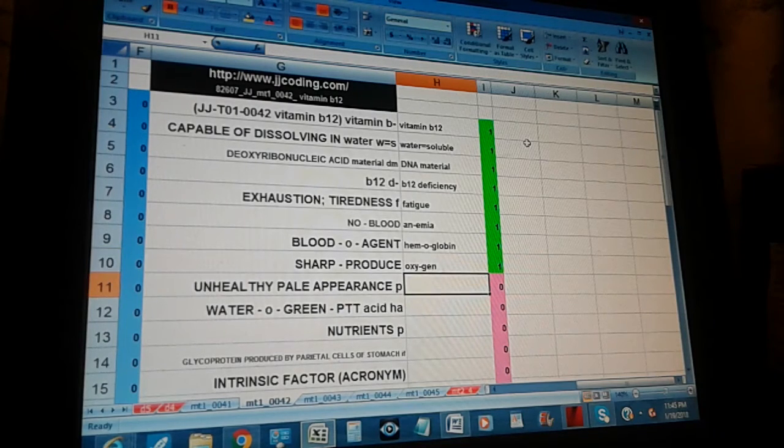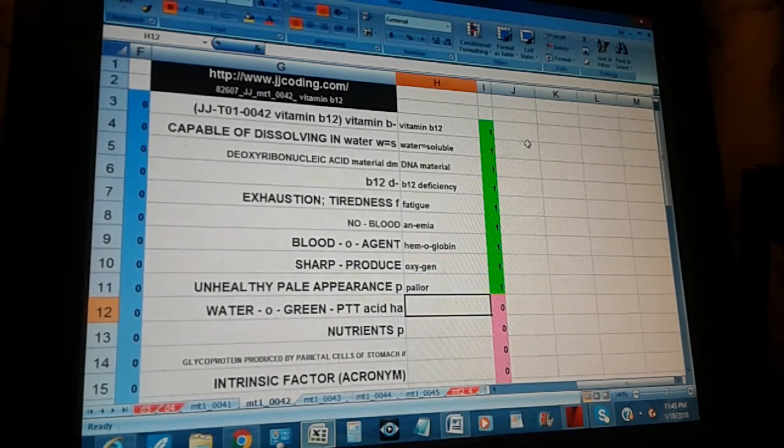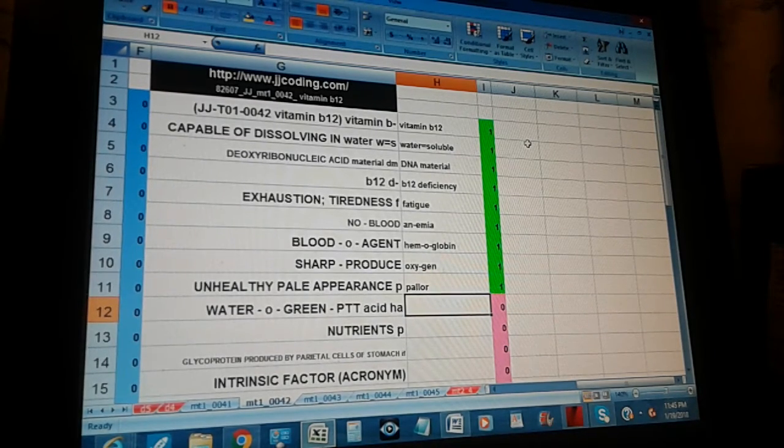Oxygen. All right, oxygen. Unhealthy, pale appearance, starts with a P. Pallor. The accent is in the first syllable, pallor. Okay? Water or green pertaining to acid. Hydrochloric acid. That's right. Nutrients starts with a P. Proteins.